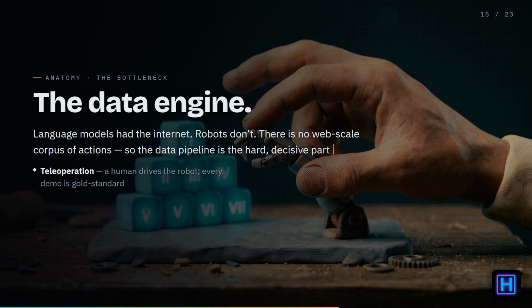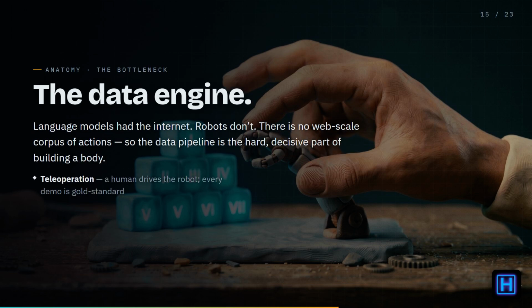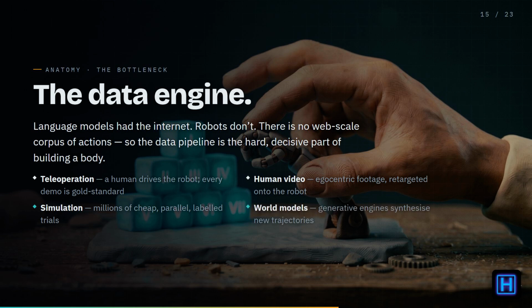Teleoperation: a human drives the robot. Every demonstration is gold standard. Human video: egocentric footage, retargeted onto the robot. Simulation: millions of cheap, parallel, perfectly labeled trials. World models: generative engines, such as NVIDIA Cosmos, synthesize new trajectories. Then fleet learning: every deployed robot's experience improves the shared policy.